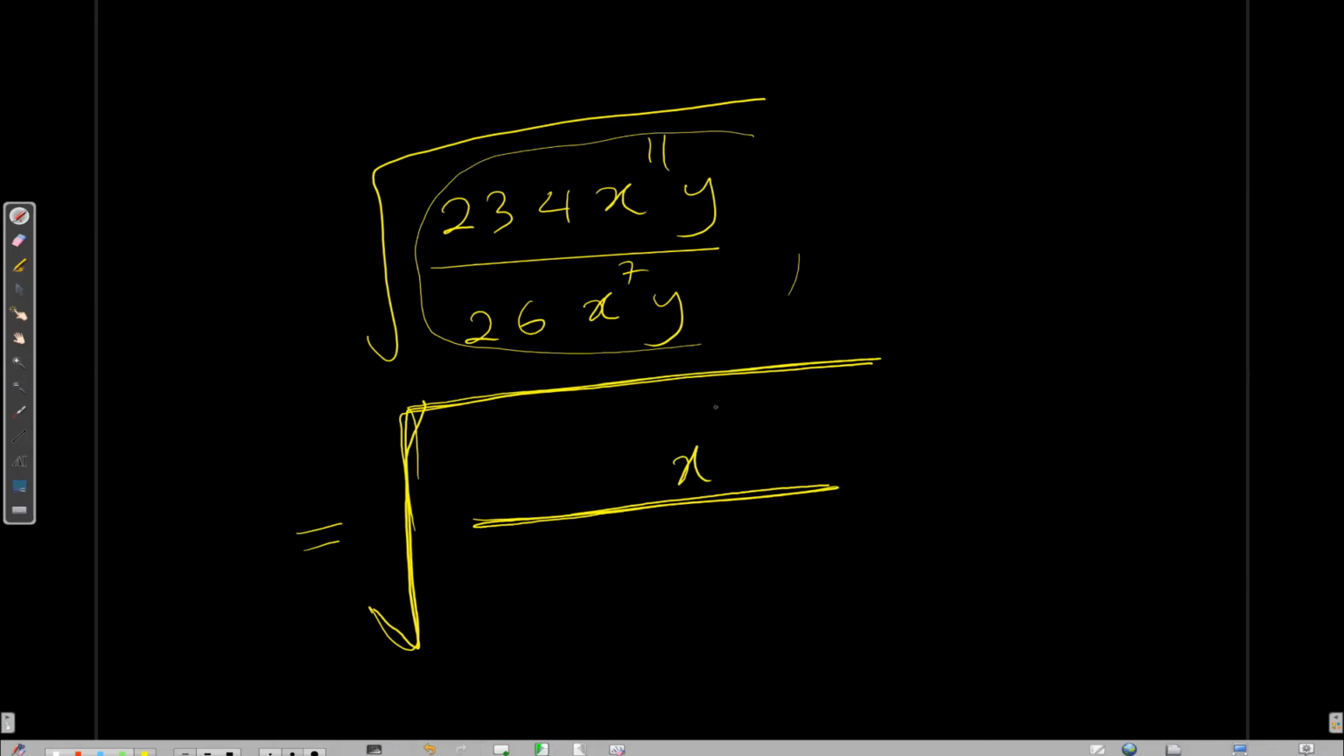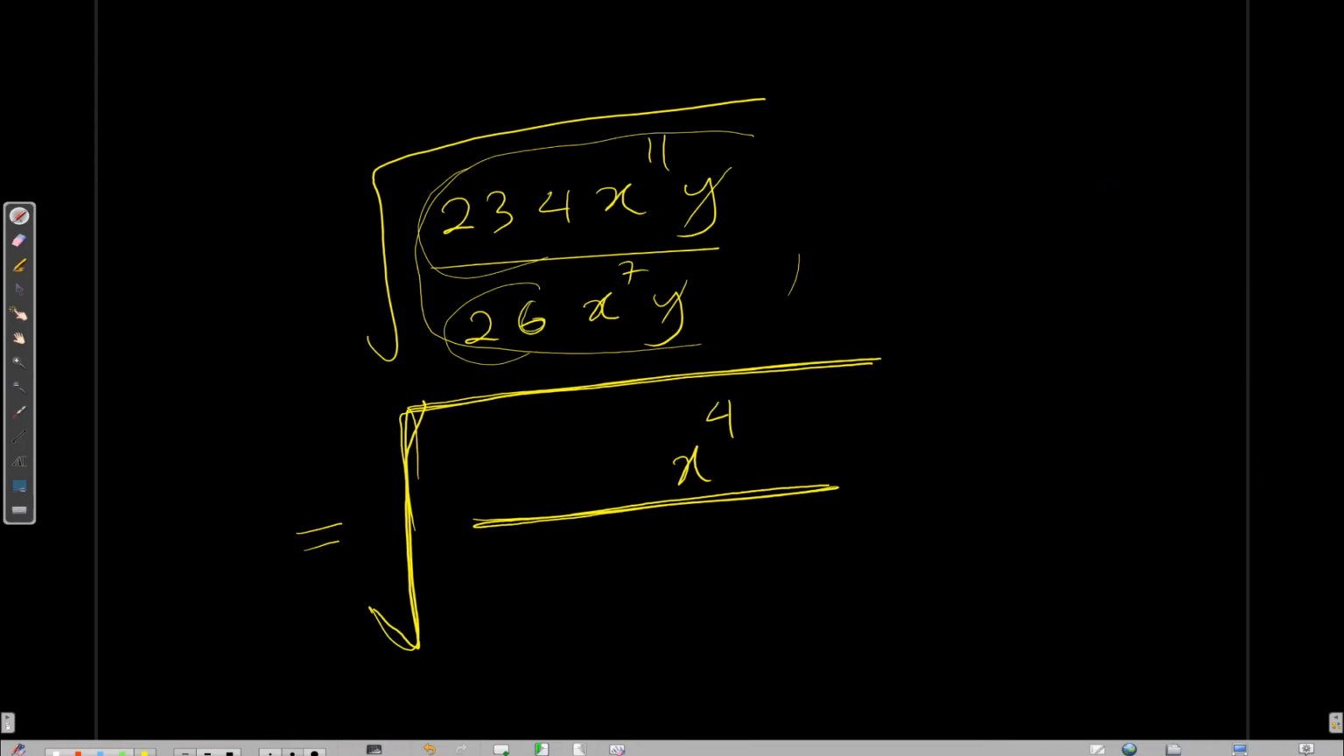X to the 11 minus 7, so you have 4. Y's will nicely cancel, assuming y is not 0. If y is 0, everything is 0 and it doesn't make any sense, so y is not 0 in this case. And of these numbers, now we only have this and this. Will they simplify, 234 and 26?